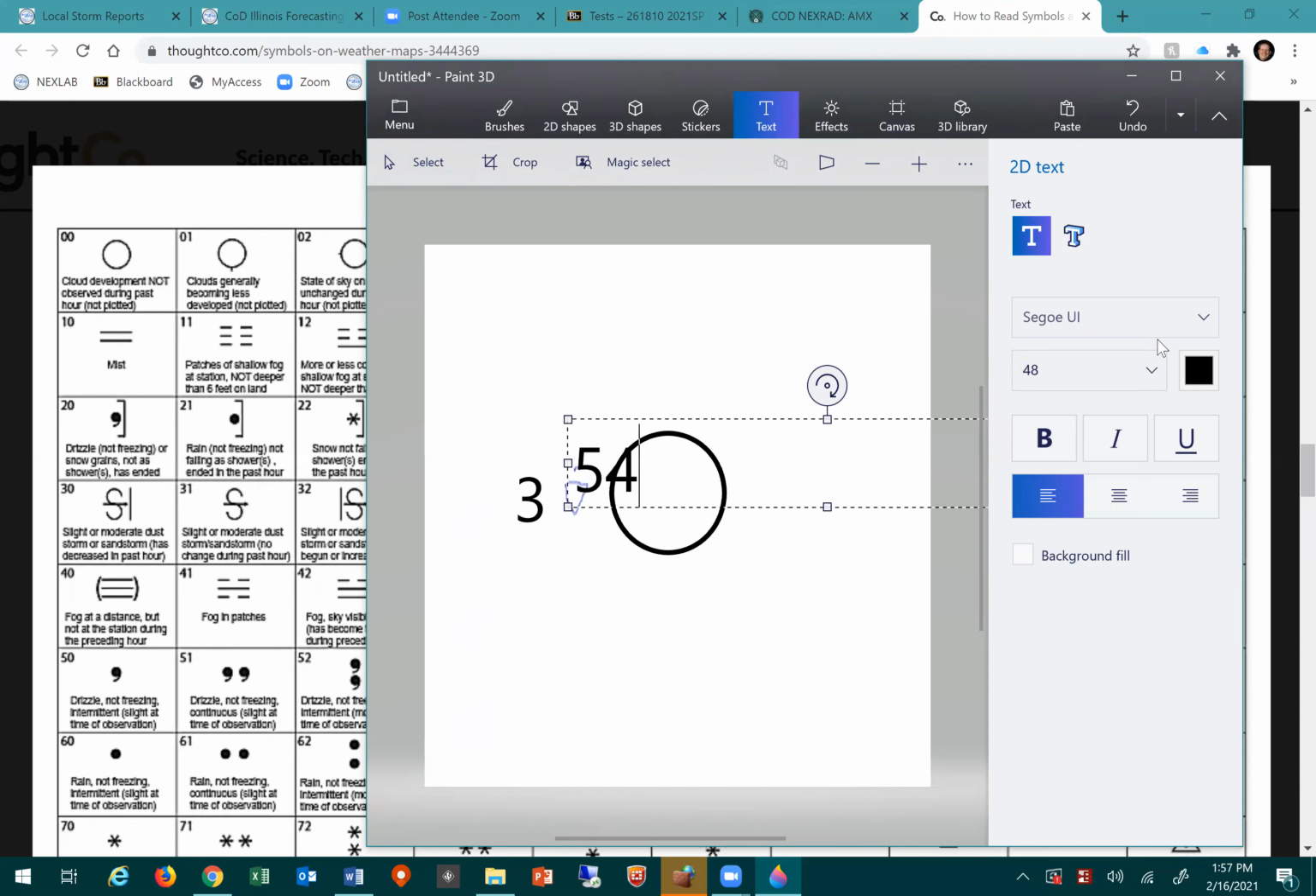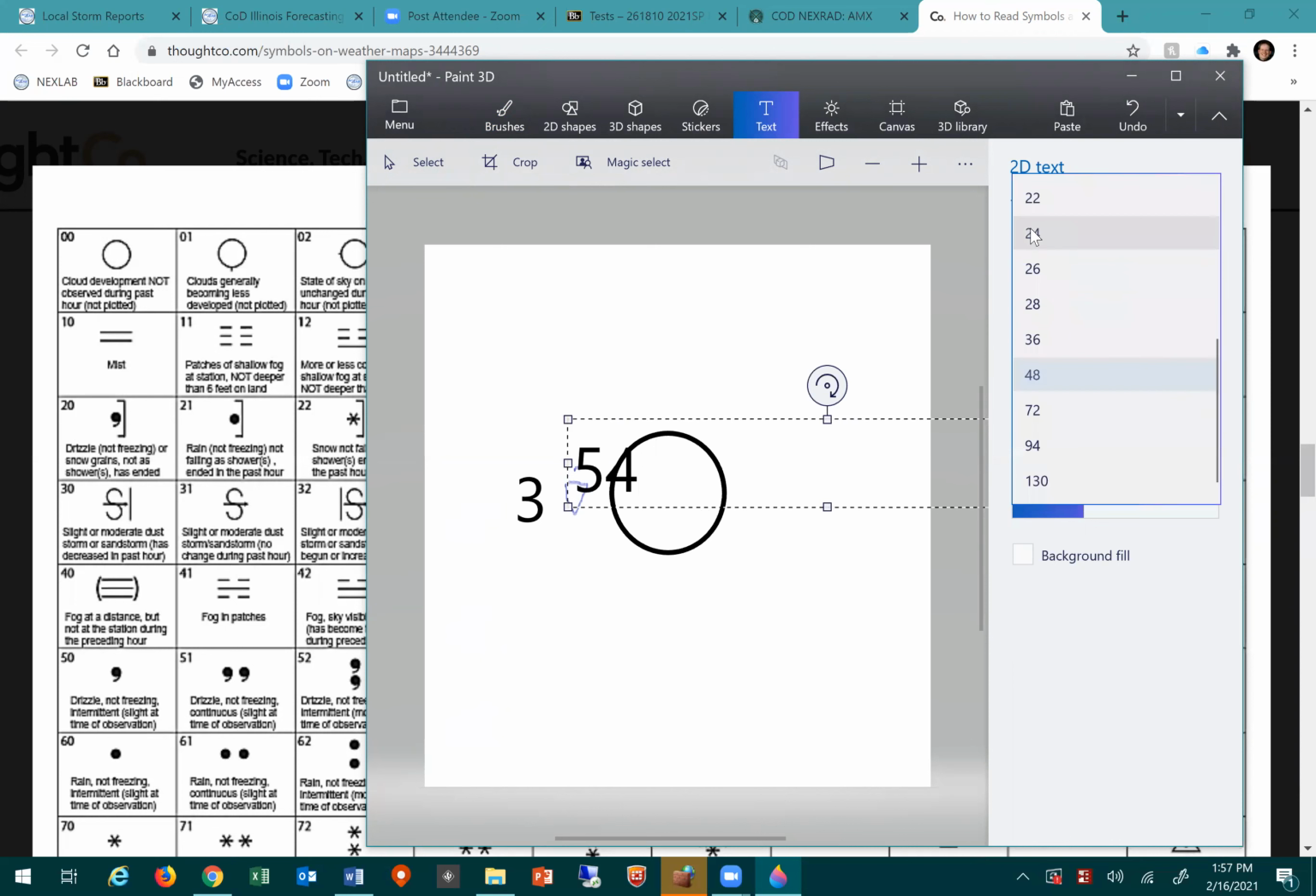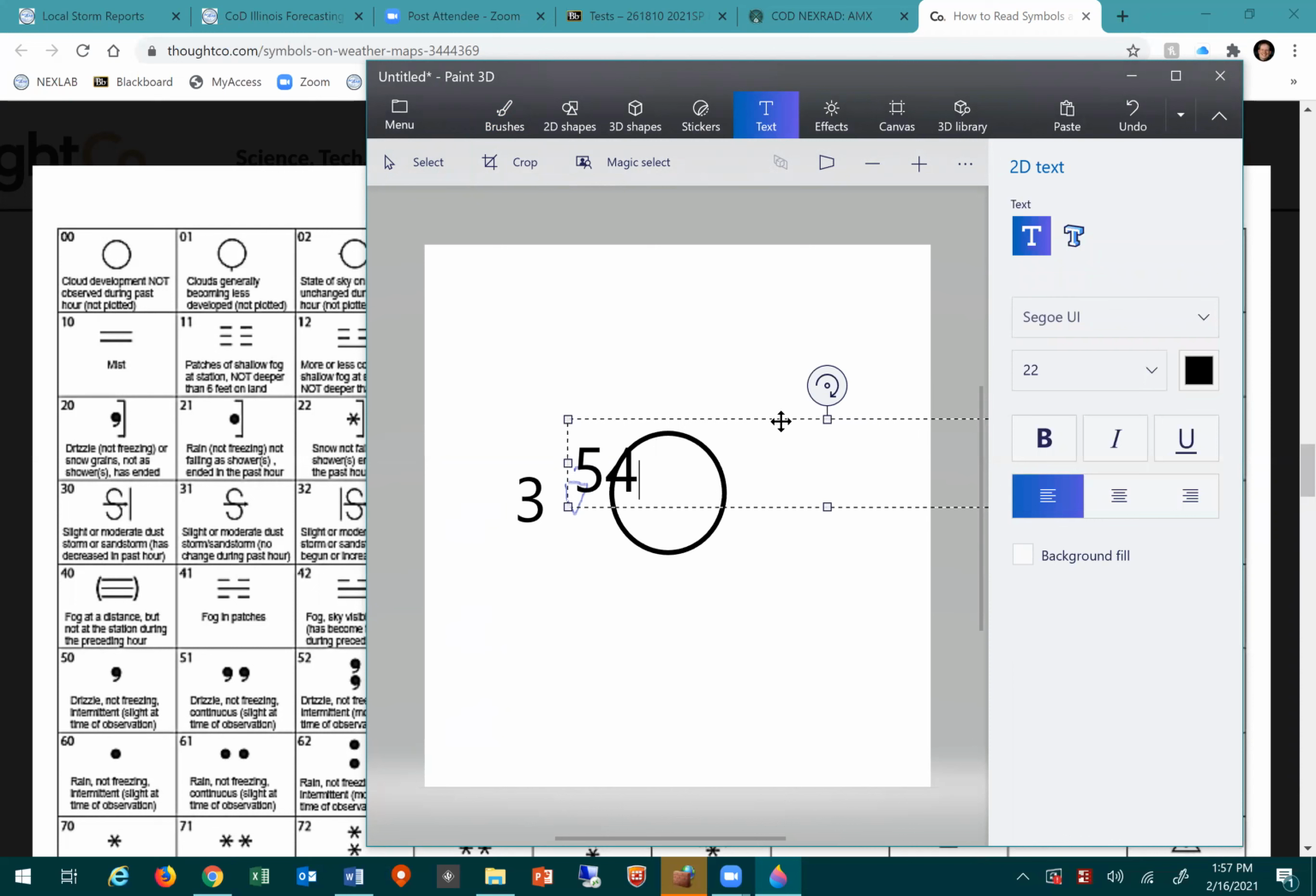Oh, that's a little too big, isn't it? Sorry, let me just redo this. So the temperature is 54 degrees. And then what goes into the lower left? The dew point temperature. It's called the dew point temperature, okay?